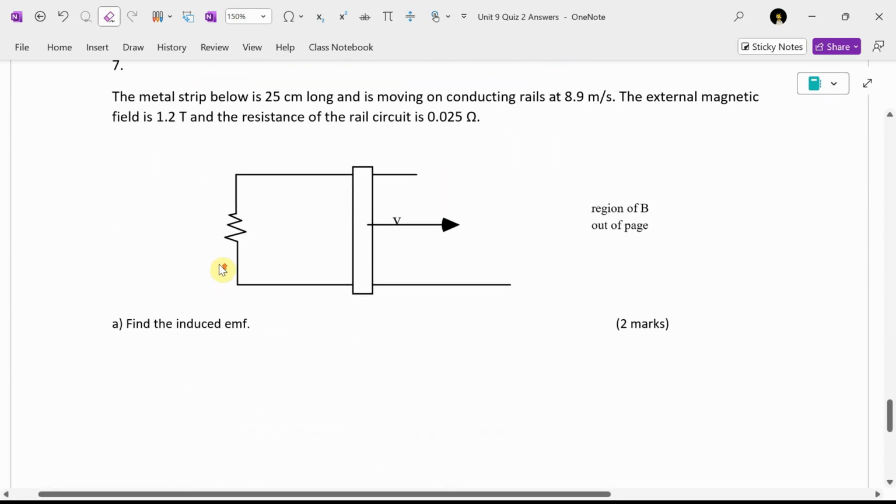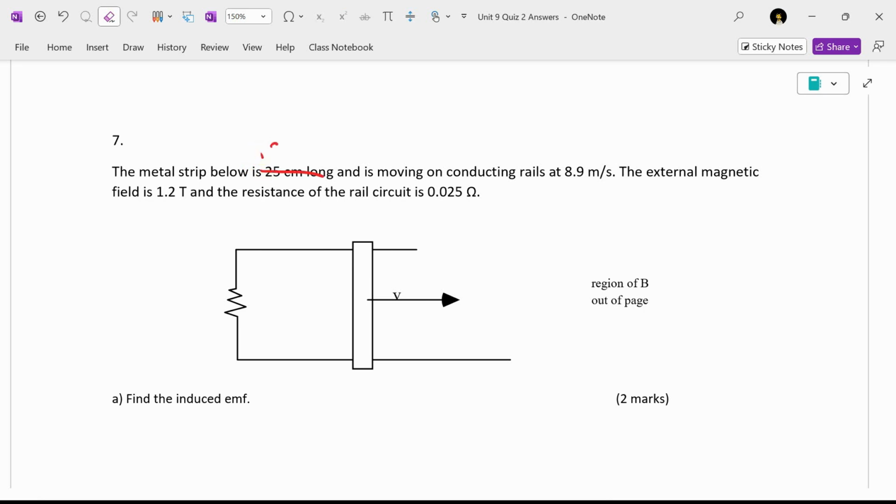The metal strip below is 25 centimeters, 0.25 meters, moving at 8.9 meters per second. The external magnetic field is 1.2 Teslas. The resistance is 0.025, so there's a resistor. So this is going to be a complete circuit, whichever way this current is going, I don't know yet, but this is going to be a complete circuit.